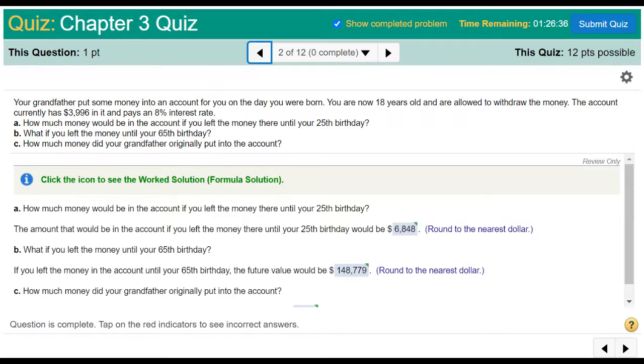Now the other part says if I left it till I'm 65 years old. So 65 minus 18 is 47. So N, you have the present value, not this. That's the mistake people are going to make. So N equals 47, IY equals 8%, payment is 0, present value is 3,996, and compute for future value. And you're going to come out to this. This is the number you use. That's your present value on both equations.